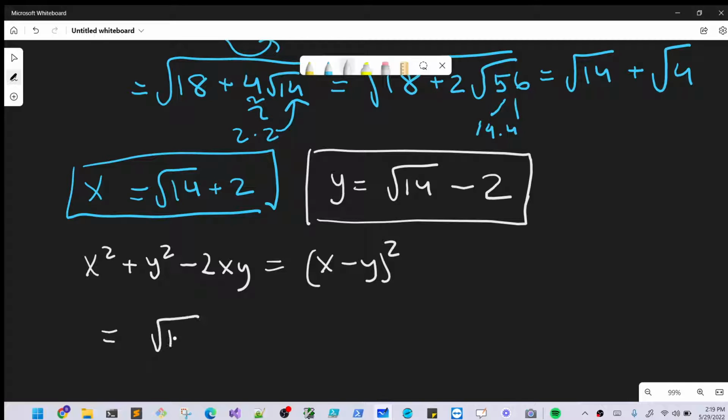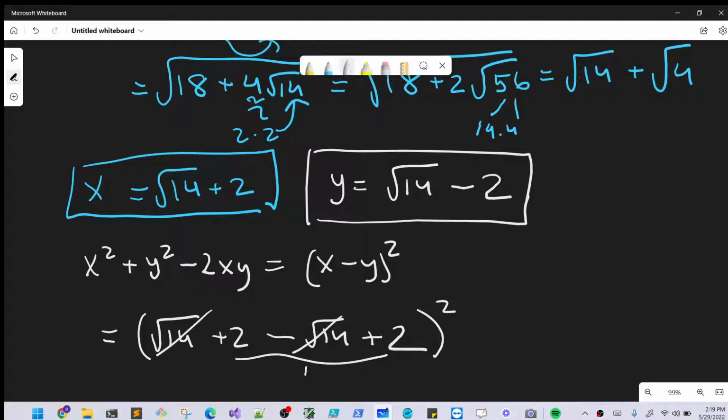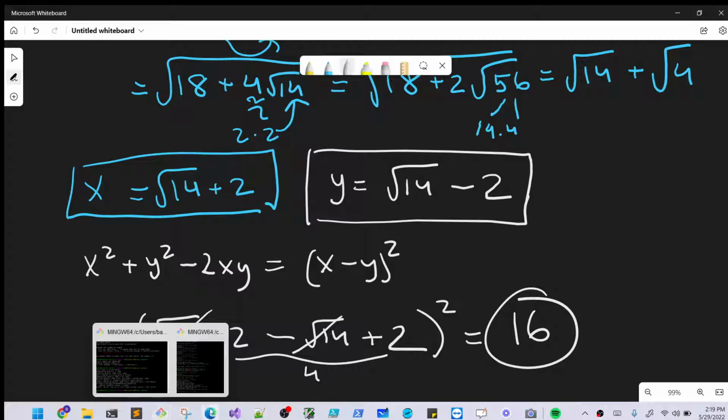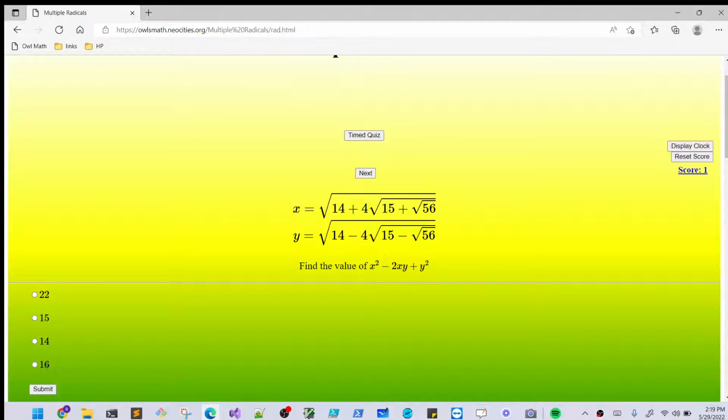X is going to be square root of 14 plus 2, minus y, which is square root of 14. We'll distribute the minus sign and make this a plus, right? Did I do that right? Yeah. And we'll square that. But actually, the square roots of 14 are going to cancel, and this is going to be 4. And we square 4, and we get 16. And that should be our answer. Let's check that. 16.